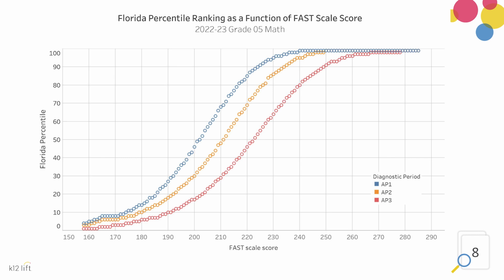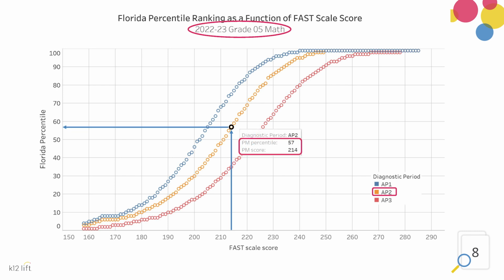How about PM2, AP2? What scale score do they need? 210-ish. How about at PM3? 225, right? The expectation is that scale score goes up. The middle of the pack moves, kids learn. That's what that means. Let's look at it a different way. Let's take that 214 score that we were talking about. 214 at AP2 points to what? 55, it turns out to be 57.